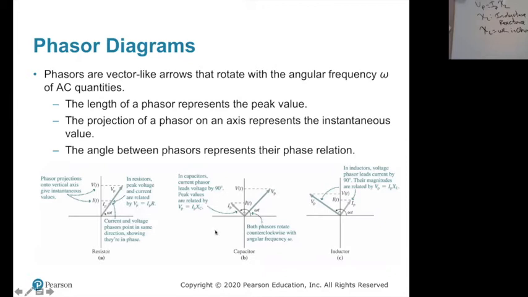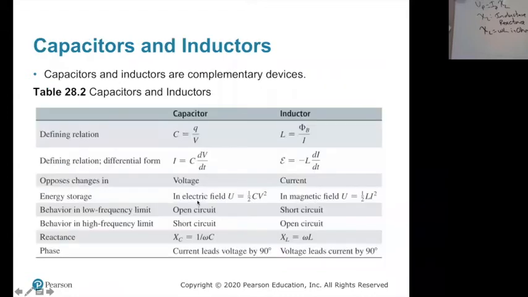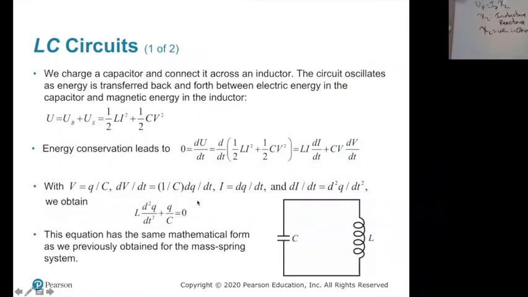So these things rotate around. Imagine this whole right angle here just rotating around together. These two are stuck at this angle. So the current's always ahead of the voltage. Here, when we only have an inductor, the current's always behind the voltage. And this whole thing is rotating around. Okay, that's just putting everything together.